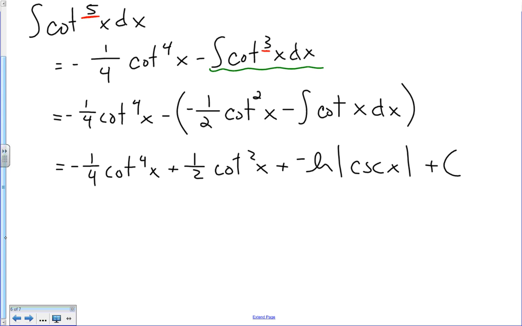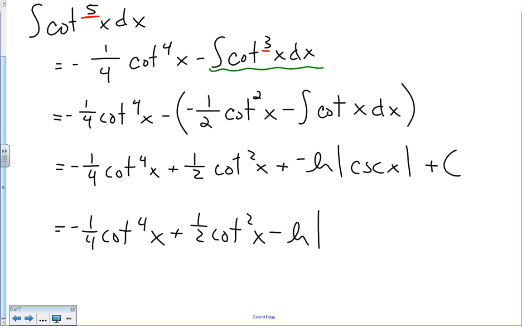I could have just made that negative there instead of adding a negative, but that's all right. I will just rewrite it here. Negative 1/4 cotangent to the fourth of x plus 1/2 cotangent squared of x minus the natural log of the absolute value of cosecant of x plus c. There we go. There's our antiderivative of cotangent to the 5th power. Again, if you were to take the derivative of this thing, it doesn't look very nice, but it all simplifies down to just cotangent to the 5th.